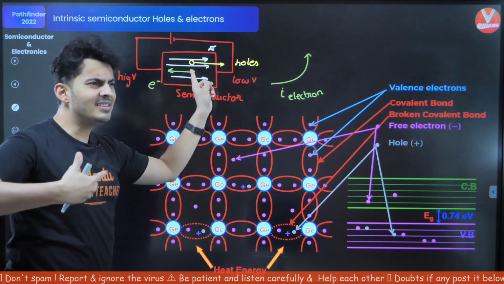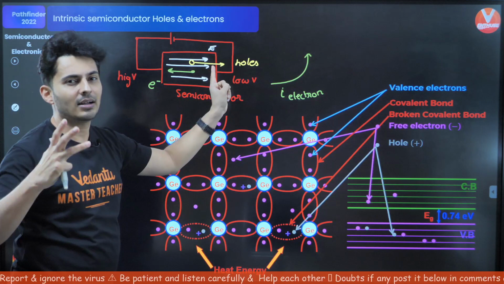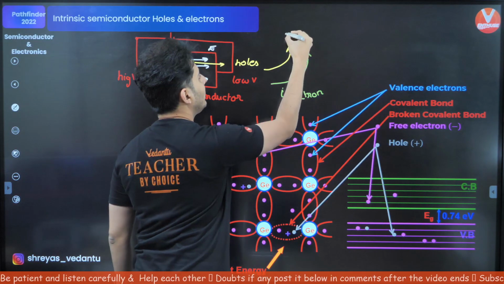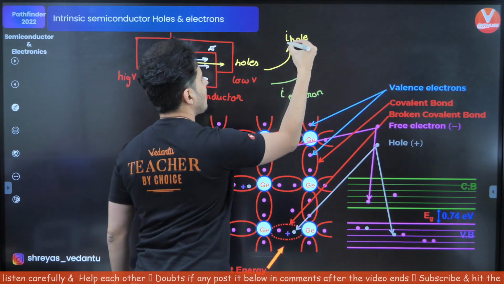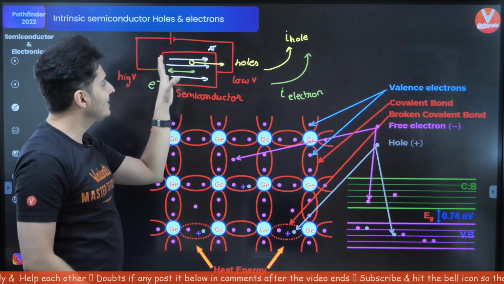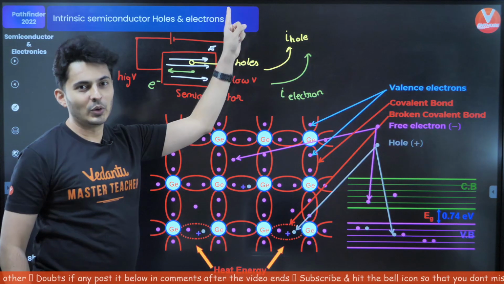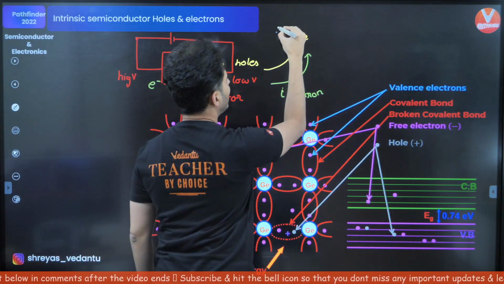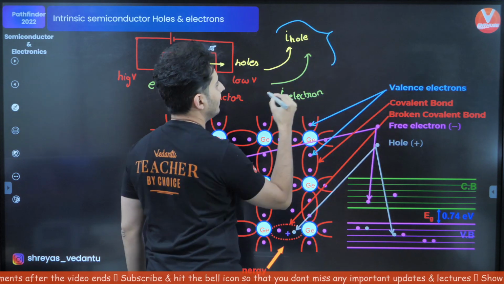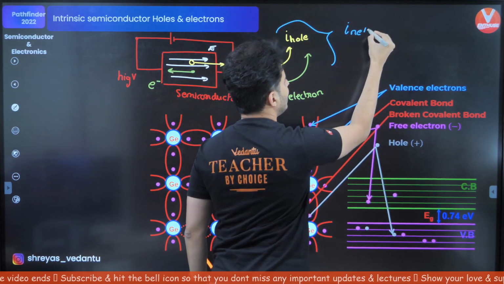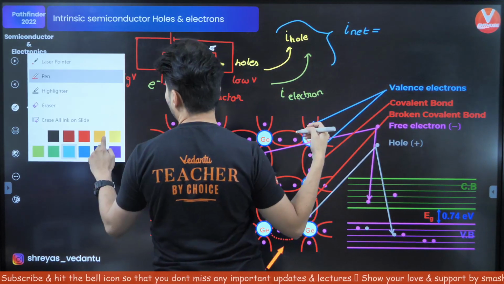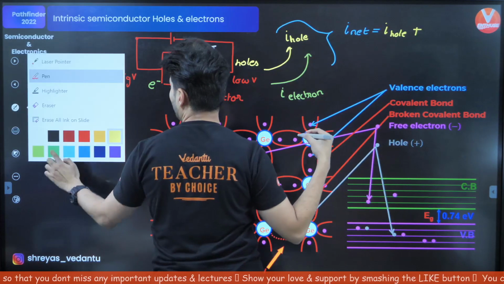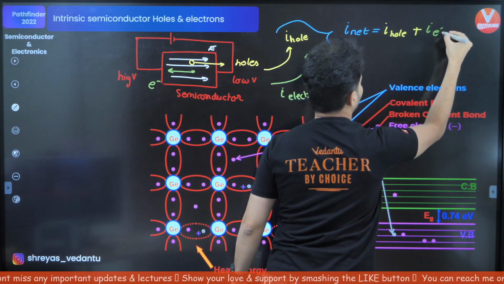And hole, anyways, it's absence of an electron, which is like a positive charge but not exactly a positive charge. So the current due to the hole is like this. So due to the holes moving, the vacancy is going like that, the current due to the holes is like that. Hence, you will see that together, the net current is basically the hole current plus the current due to the electron.